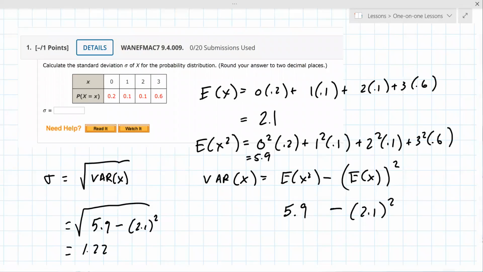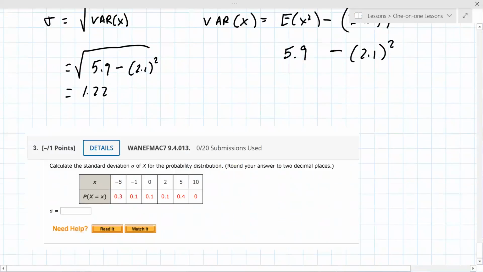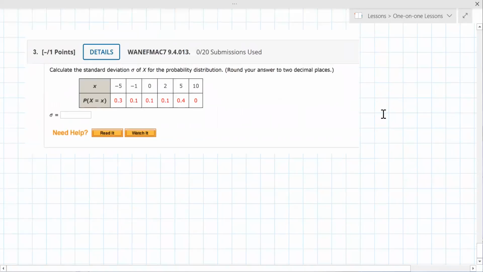There may be a way to do this in your calculator directly. I don't know it. I'd have to do a quick search, but question 2 is something you could do in your calculator. Question 3 is like the one we just did. So all right, question 3 here.